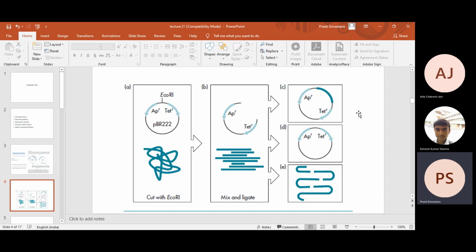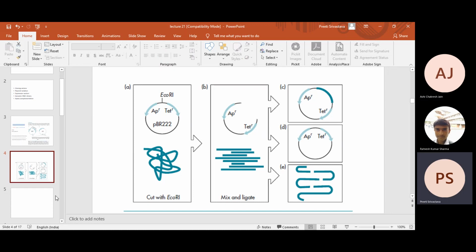Figure C can give rise to colony, figure D can give rise to colony, but E will not give rise to colony, right? And E will not give rise to colony because E doesn't contain an origin of replication, right? Yes, ma'am. Now the point is, when we try selecting this on ampicillin and tetracycline plates, both C and D will form colonies. Yes or no? Yes, ma'am.